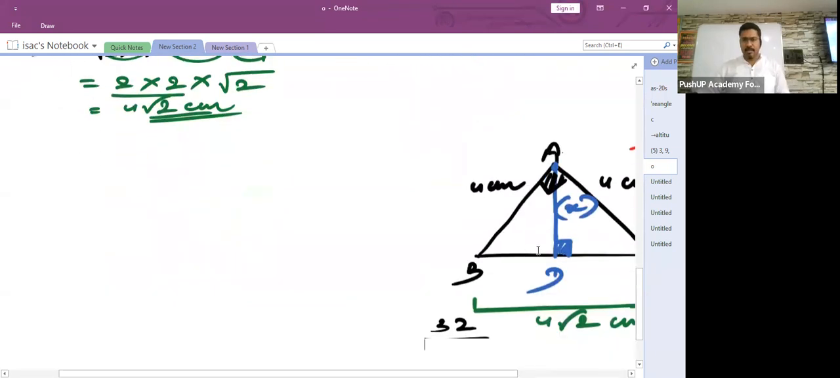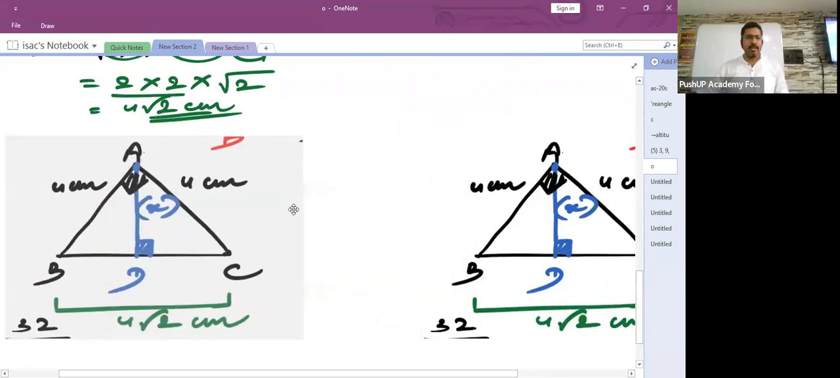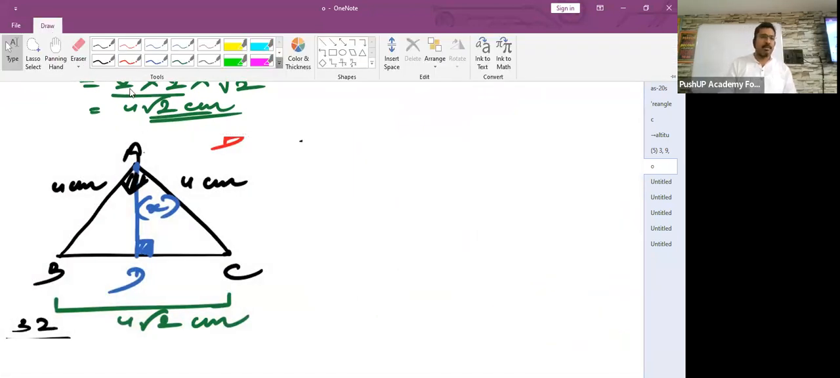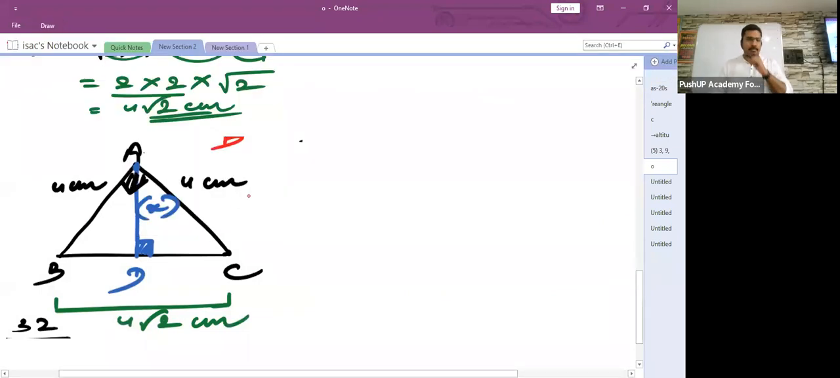So here, how am I going to find the value of AD? Listen to this part. Children, as I said, no matter whichever base and its corresponding height you consider, the area of the triangle will always remain the same. What is the area of this triangle? You found it out in the first part. How much was it? 8 centimeters square, right? The area is 8 centimeters square.